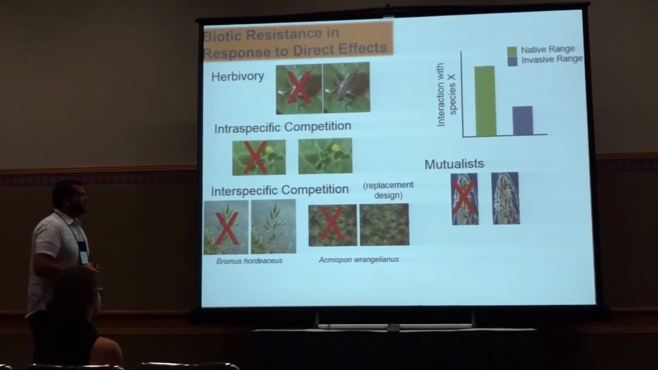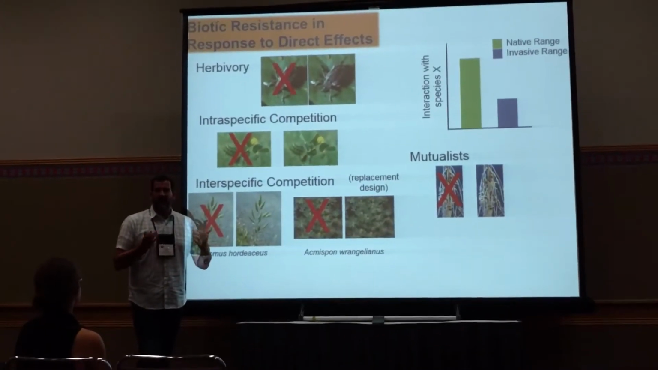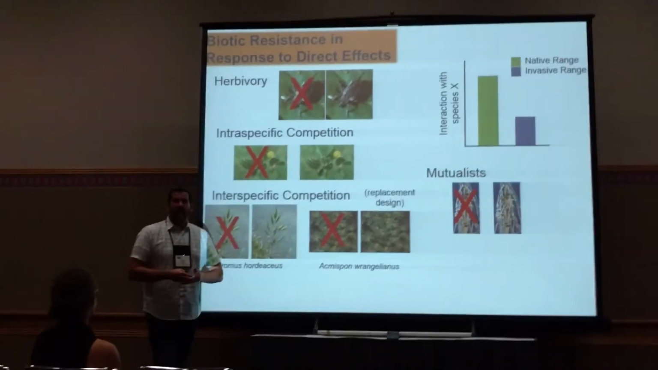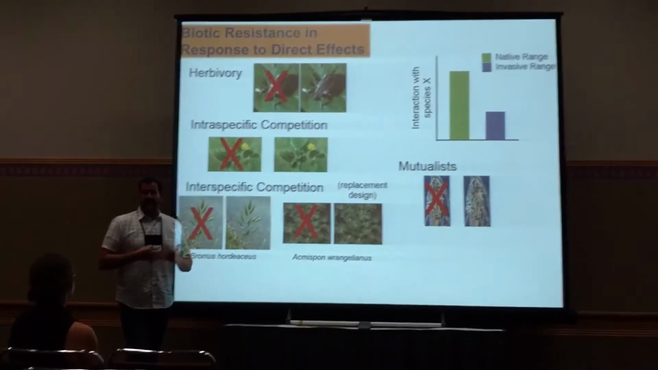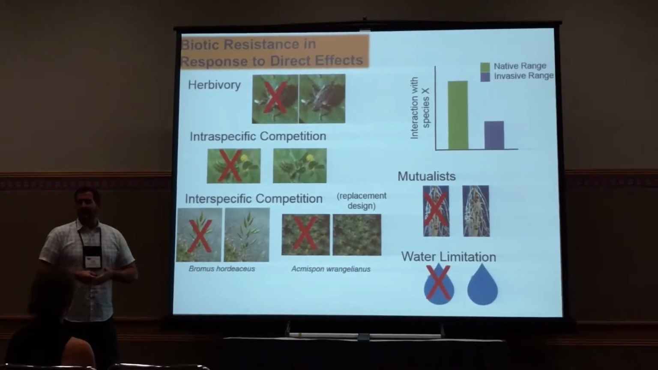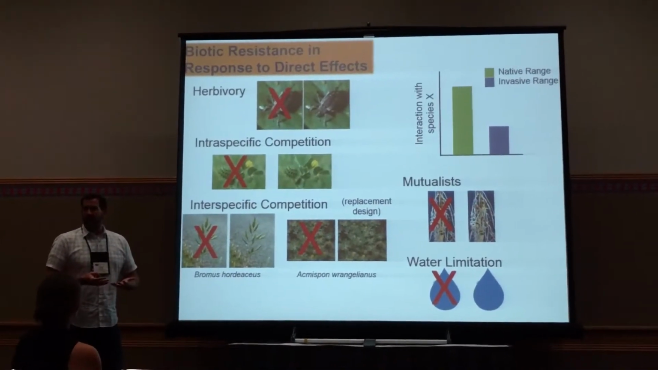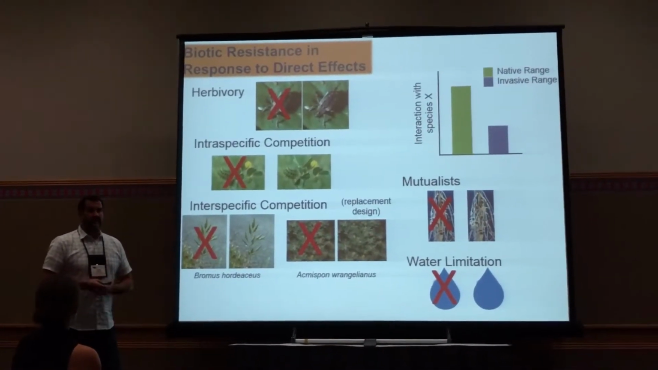And then we also have looked at mutualists. So we've tried experiments in pots where either we inoculate the pots with rhizobia or just have sterile soil in them, so they have no mutualists there. And then finally, we manipulate water limitation. So either the plants are well watered or they're kept at some low water level to the point where they're at least slightly stressed.